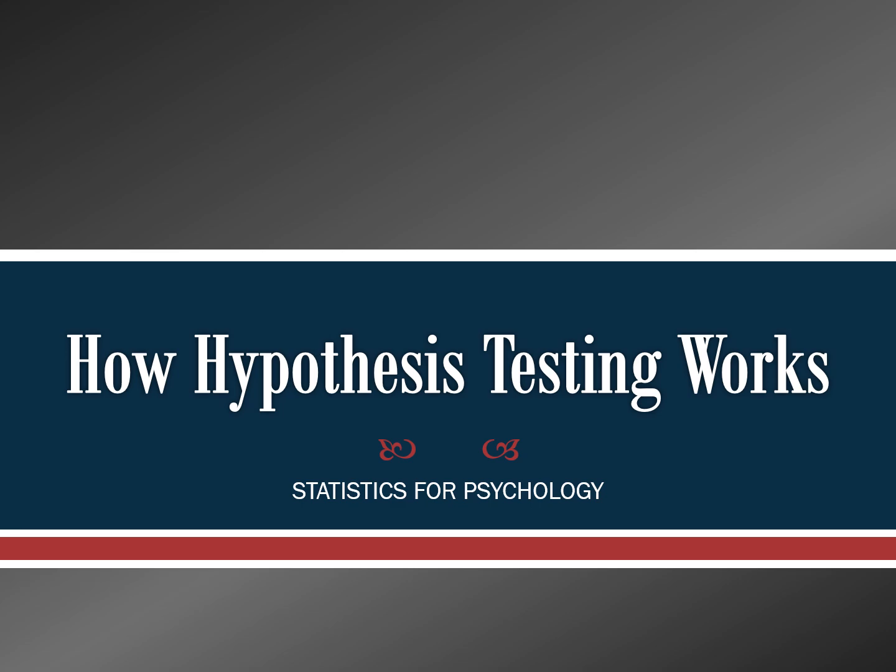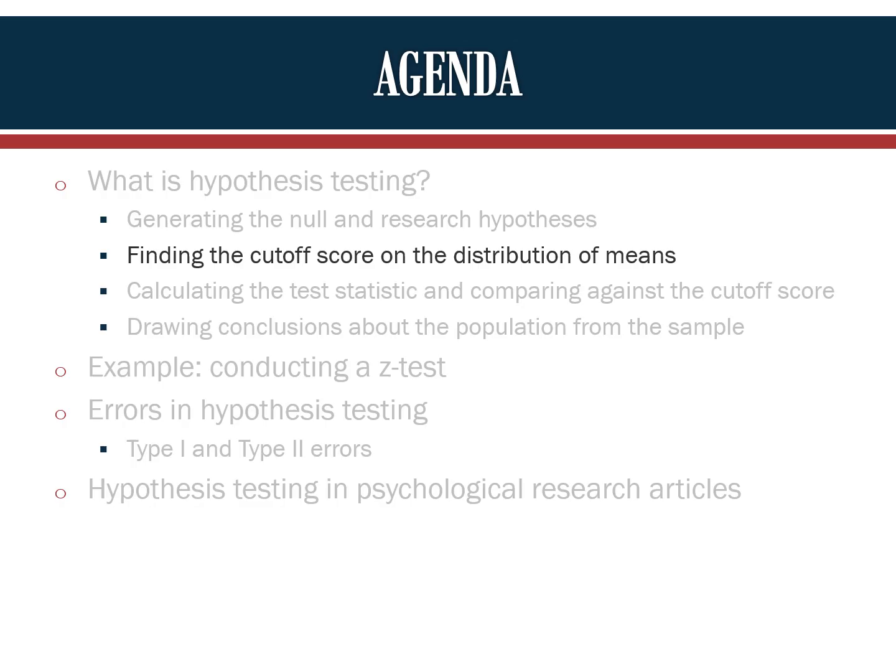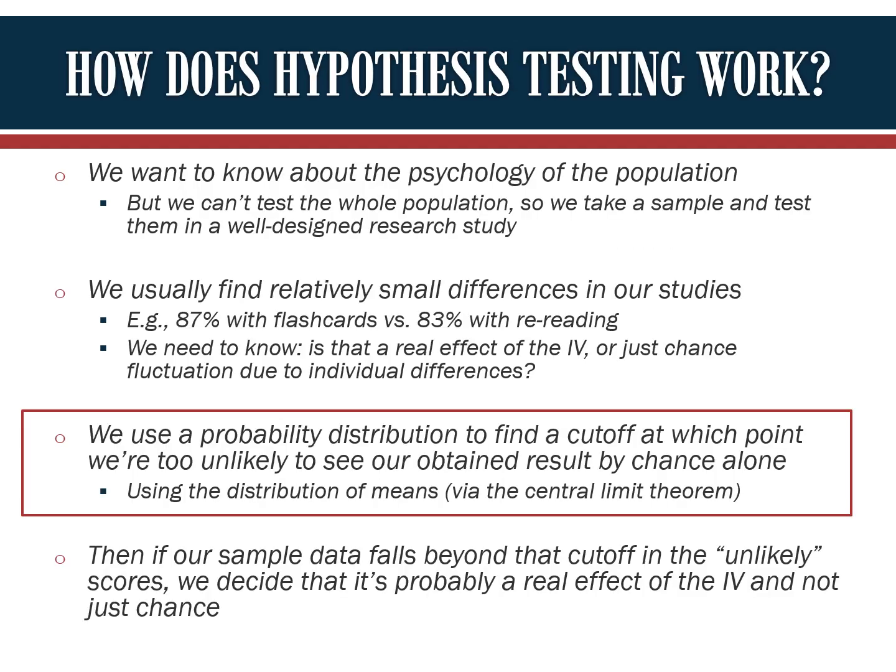All right, and then today we're going to forge onward with how hypothesis testing works. So last time we talked about what hypothesis testing is. We talked about how, broadly speaking, there are 4 steps in this process. We talked last time about the first step in the process, generating the null and research hypotheses. We're going to pick up today talking about our next step. After we have our hypotheses, what do we do next? And that is the step of finding the cutoff score on the distribution of means.